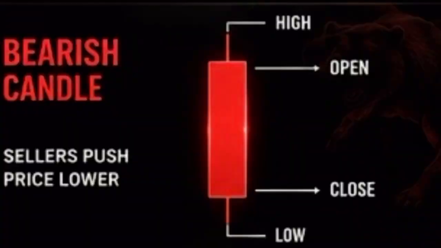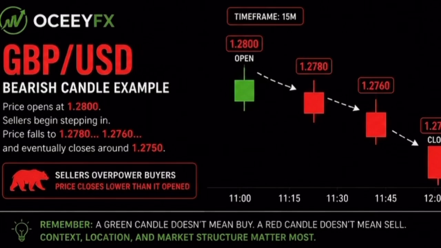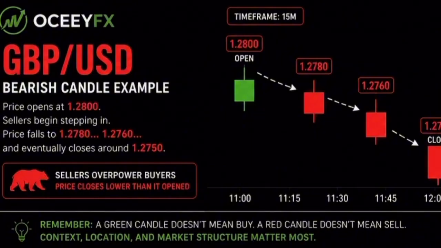That's to show you that sellers were able to push price way down, or a little bit down, to show that yes, sellers are now presently in the market. So let's take an example. Let's look at GBP USD, and you saw that the price opened at 1.2800, then price fell to about 1.2780. Then that will tell you that sellers are now strongly in the market and they are stepping in.